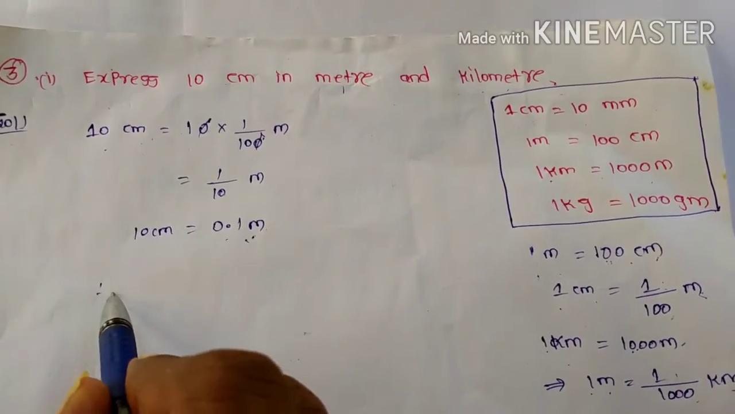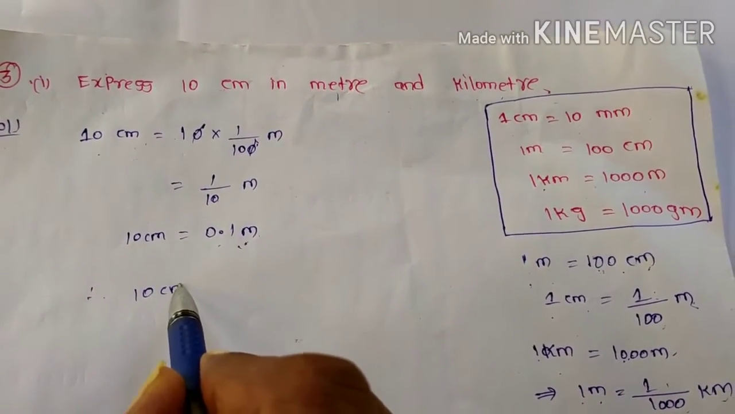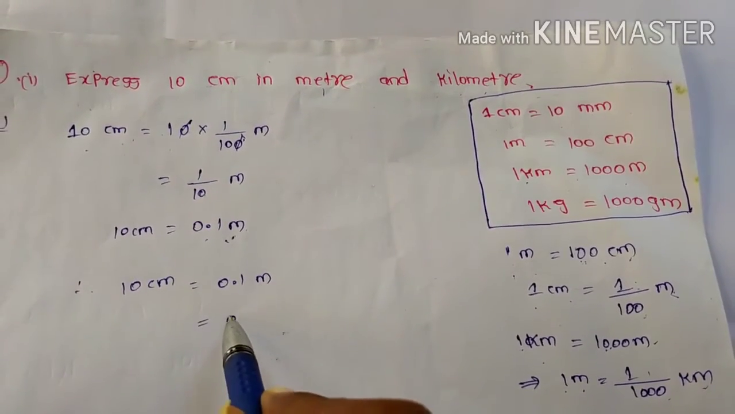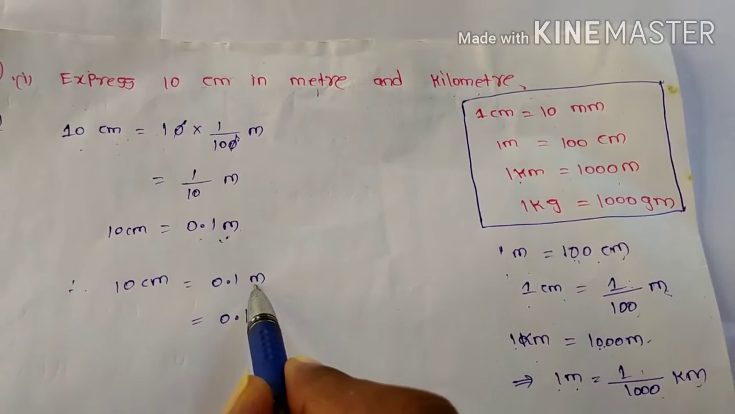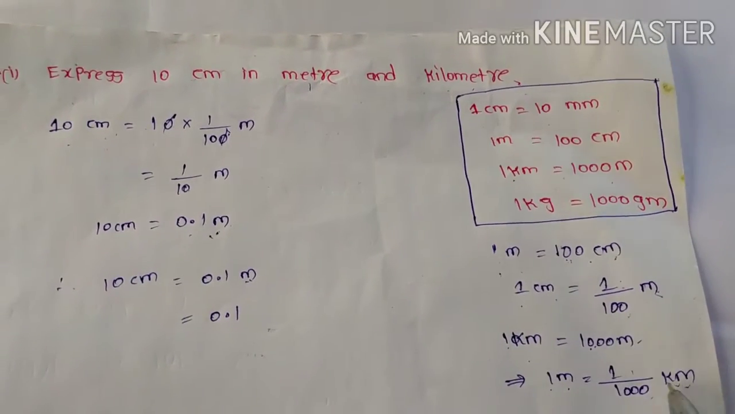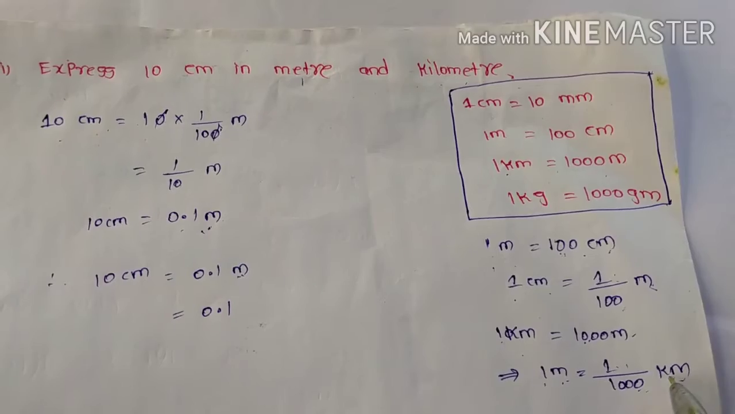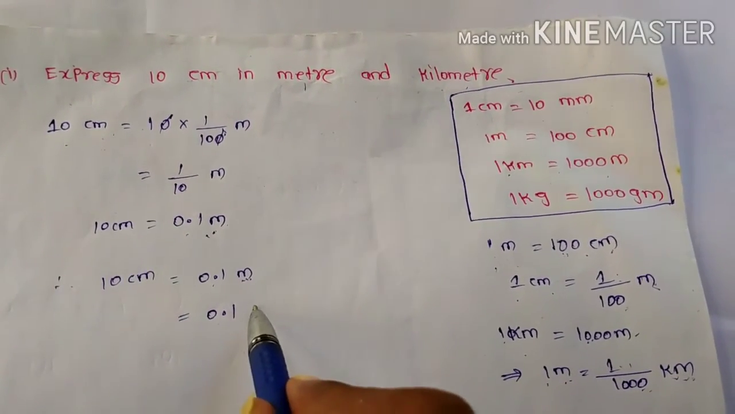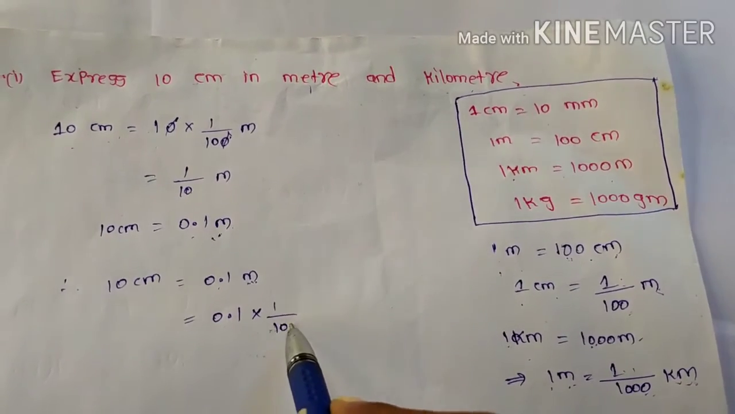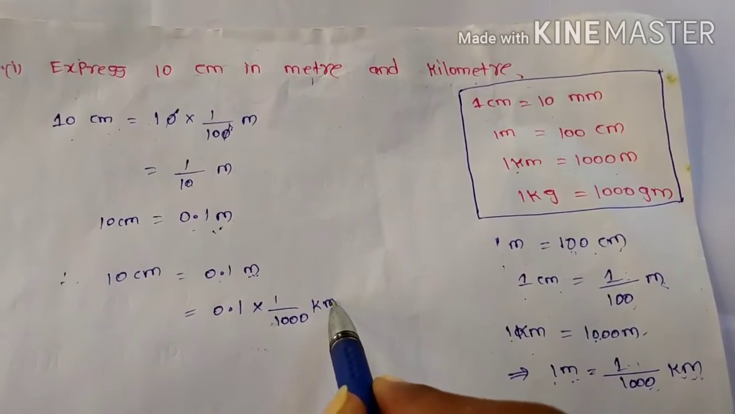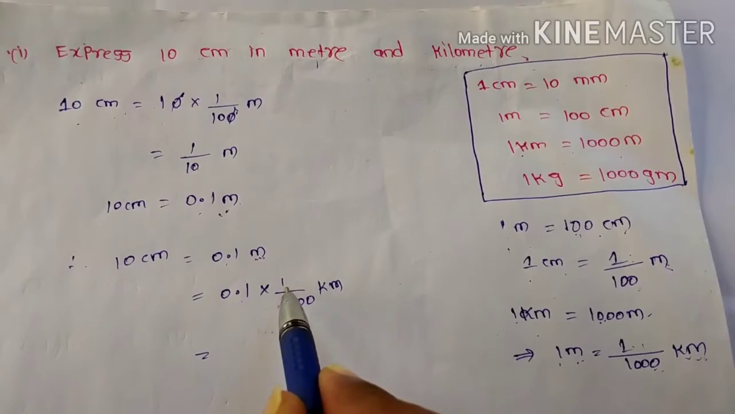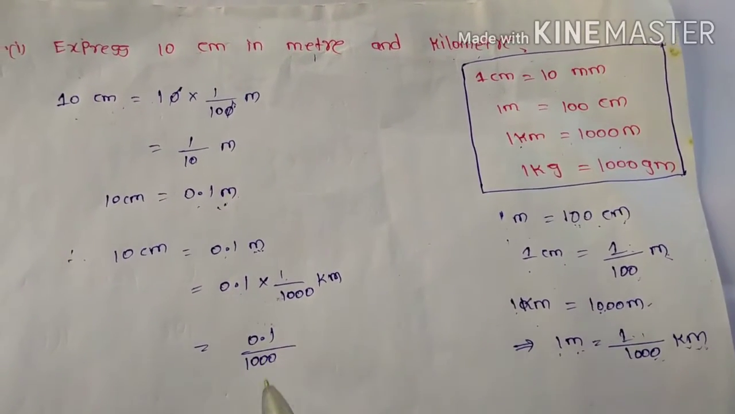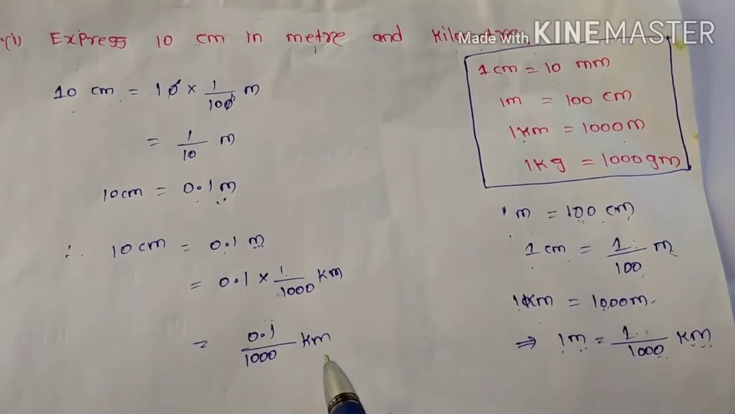Therefore you can write 10 centimeters is equal to 0.1 meter. How can you convert meter to kilometer? Just see, 1 meter is equal to 1 by 1000 kilometers. That means 0.1 meter is equal to 0.1 into 1 by 1000 kilometers. That means you can write 0.1 only by 1000. Yes or no? We are expressing it in kilometers.